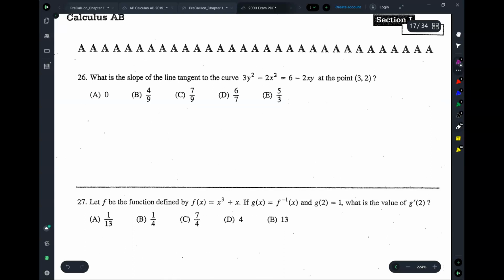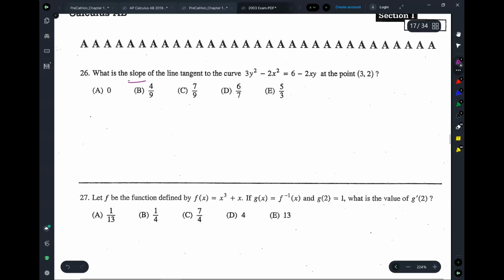What is the slope of the line tangent to this curve at the point (3, 2)? So tangent meaning we need to find just the slope of the line tangent to this. So we need to find y prime evaluated at this point, okay? And then, all right, so let's do this one and then maybe we can move on to some FRQs, all right? So how are we going to take a derivative of this?